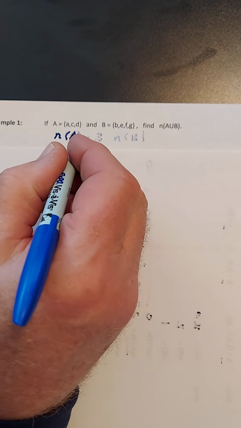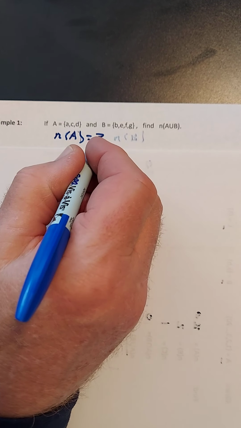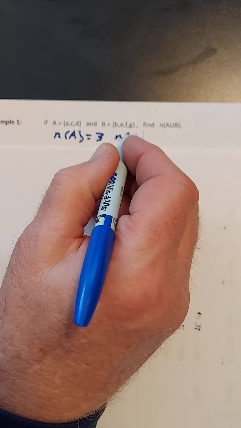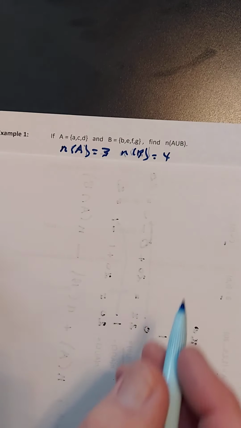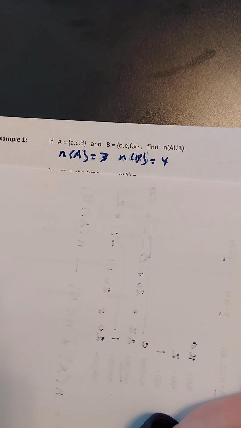So the number in A is equal to 3, and the number in B is equal to 4. So does that make this equal to 7? That's the question.